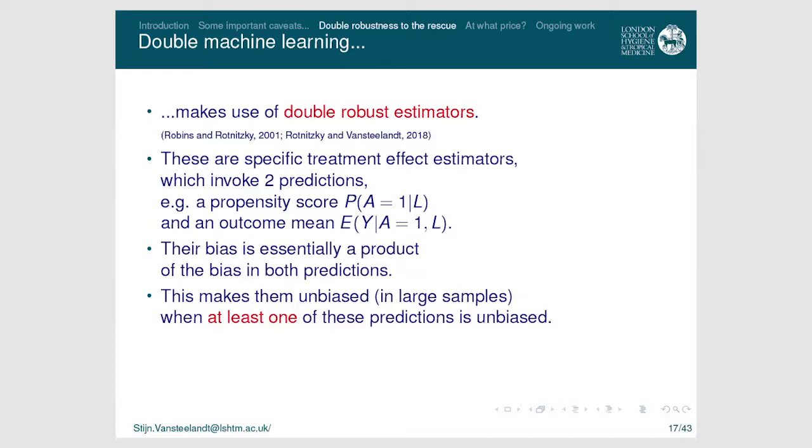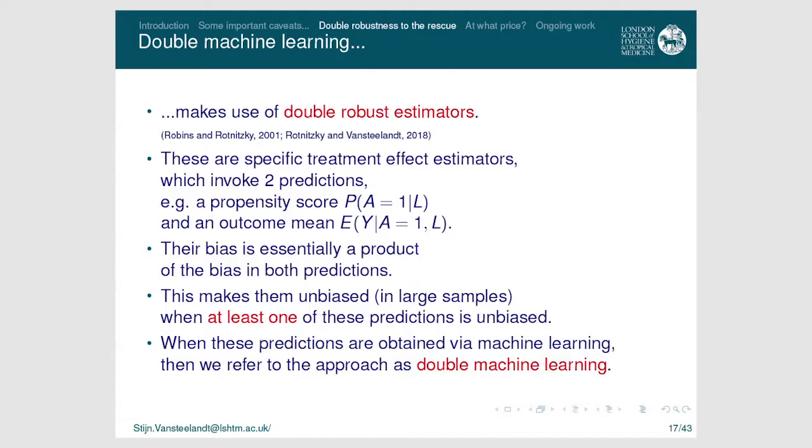And they have the nice property that the amount of bias that those estimators have as a result of model misspecification is roughly like a product of the bias in one prediction and the bias in the other prediction. Namely, how much bias do we have in the propensity score and how much bias do we have in the outcome mean? And because the bias of the treatment effect is roughly like a product of both, it means that if one algorithm gives me an unbiased estimator, then my treatment effect is going to be unbiased as well. So we don't need both models to be correct, or we don't need both machine learning algorithms to converge to the truth necessarily to end up with an unbiased result.